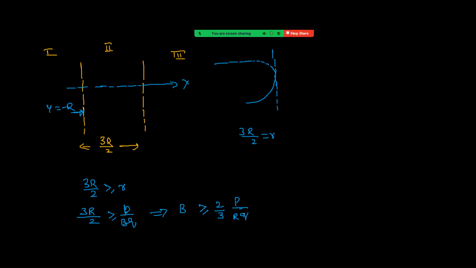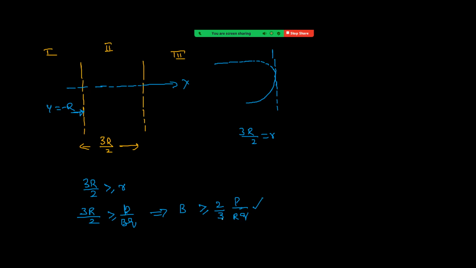Now see the options. Coming to the first option, 2 by 3 into P by QR, it will re-enter region 1. So it is correct. Here equal to is also possible. Equal to means what happens? It just touches this boundary and again comes like this. So equal to is also correct, and it is given greater than. So it's correct only.